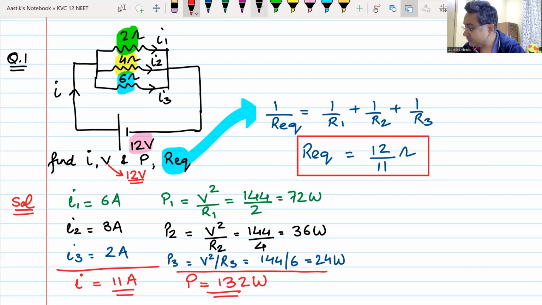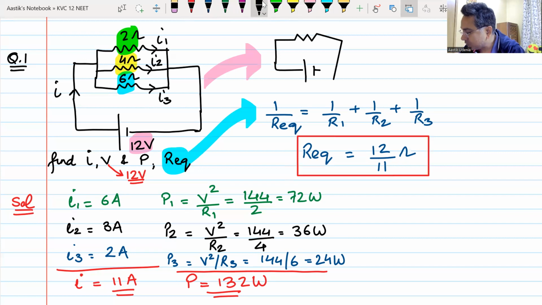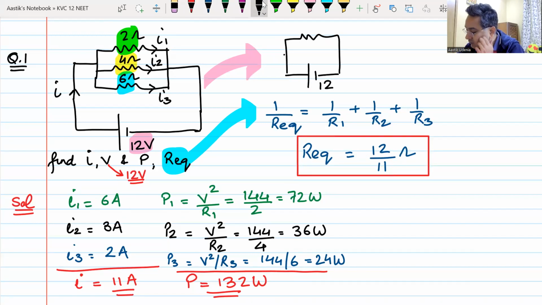So you can replace these three resistors and just put one resistor for them, and you can very easily see this is 12 volt. The current you have already found. From here also you can find the R equivalent. R equivalent will be 12 divided by the total current. So in any way you do, you will end up with the same result.